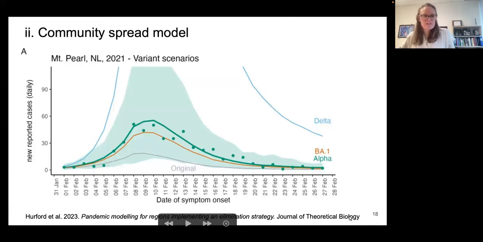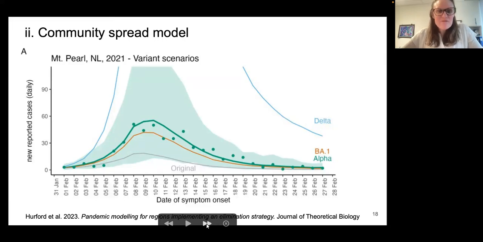So original variant is in the gray, and that's not causing very many cases. Alpha variant in the green. And then Delta variant in the blue. And I think this is an old version of the figure because actually it should be the BA1 variant that's causing the most cases. So I think if I go back to the actual paper, we'll see that the Omicron variant is the one that causes the most cases.